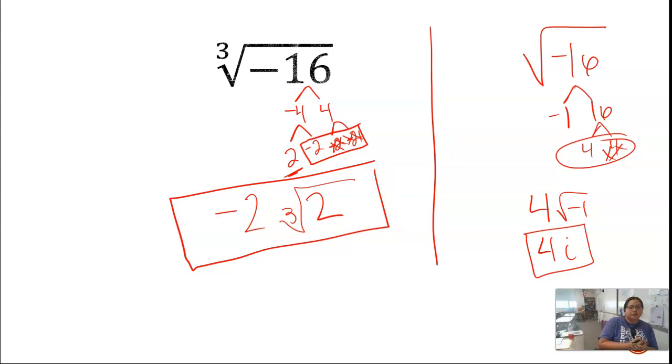Now the thing that you're going to notice as you do more and more of these, is if it is a cube root, the negative always comes out in front of your answer. If it is a square root, the negative always comes out, but it changes to an i.